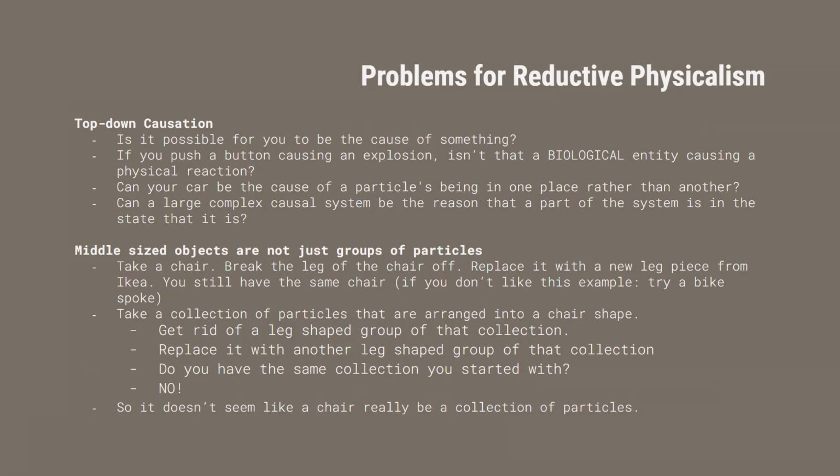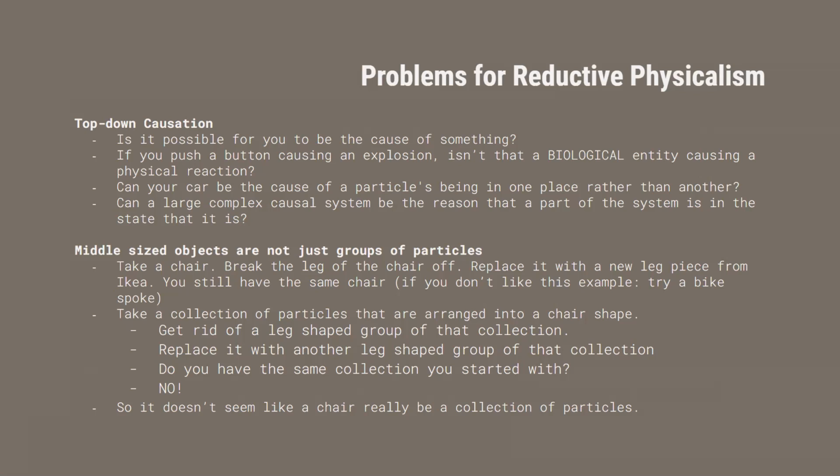Similarly, here's another big problem for a reductive form of physicalism. Middle-sized dry goods, the middle-sized objects that we normally interact with, they're not really just groups of particles, right? So take the chair again. Think about the chair. Break the leg off of the chair that you've got and replace it with a new one. So you went to IKEA, you bought a spare leg for the chair that you've got. You break one leg off, you replace it with the new one. Now, question: do you still have the same chair? Well, it seems like you do, right? It's not like it's a brand new chair. You've got the same old chair. It's just got a new leg on it.